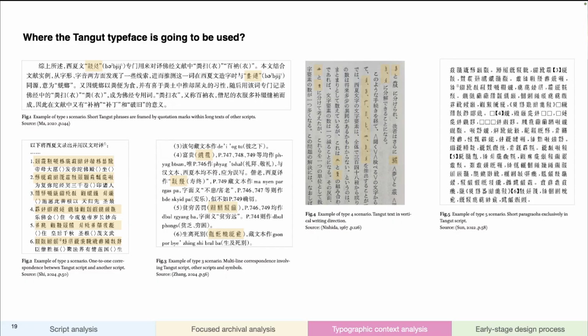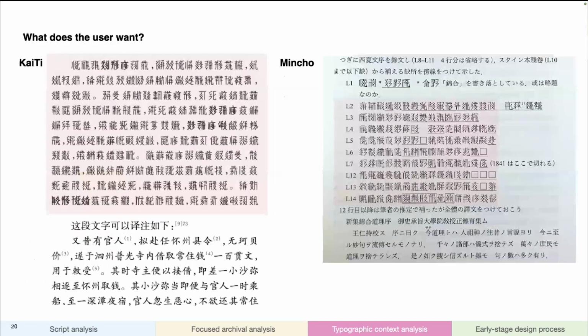For example, you may want to highlight the Tangut script in the paragraph, or make it more blended, more compatible with other scripts. And this links to the next consideration, which is: what does the user want?